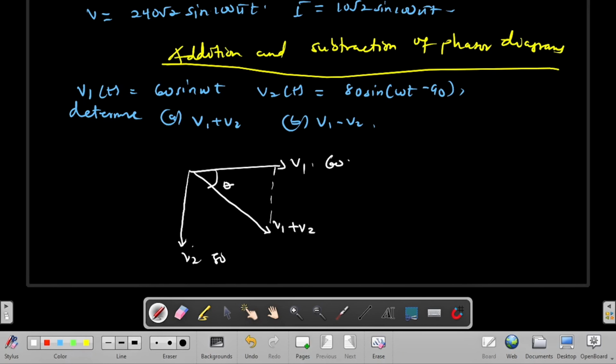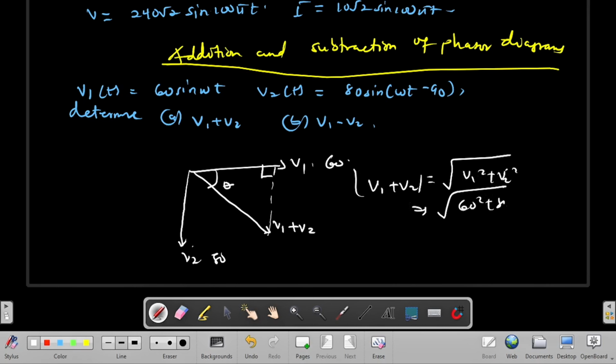Remember, we use the Pythagoras theorem because this is a right angle triangle. So here is V1 plus V2. My horizontal is V1, vertical is V2. To find V1 plus V2, the magnitude is simply equal to the square root of V1 squared plus V2 squared. And that is the square root of 60 squared plus 80 squared, giving me 100. As simple as that.